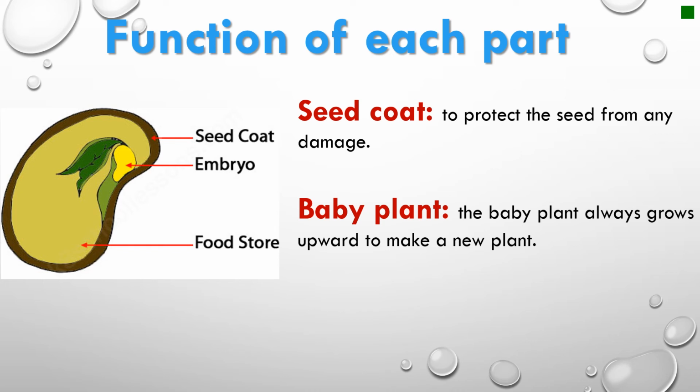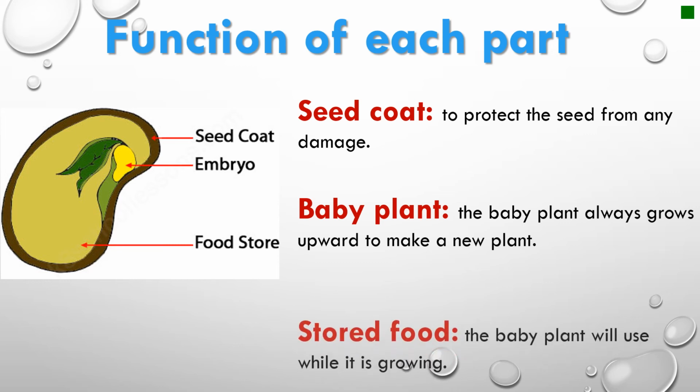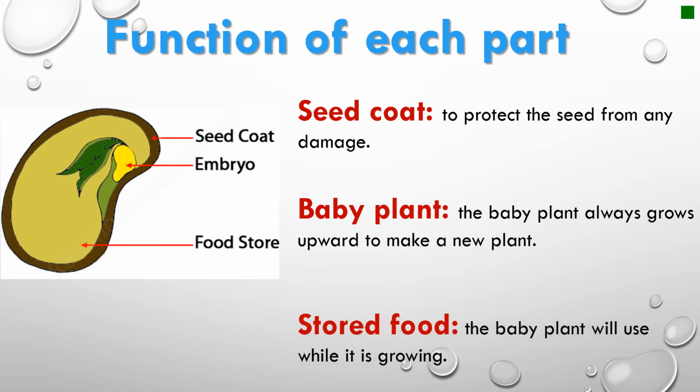And the food store, there is food here. And this food is used by whom? Used by the baby plant. So the baby plant will use this food in order to grow. So the stored food, the baby plant will use it while it is growing up.